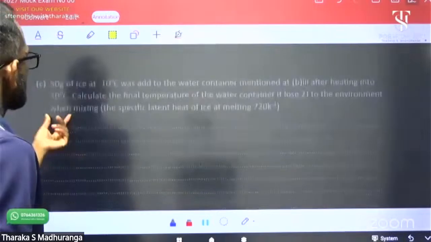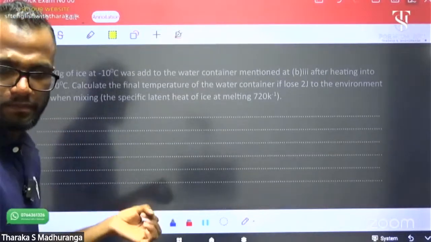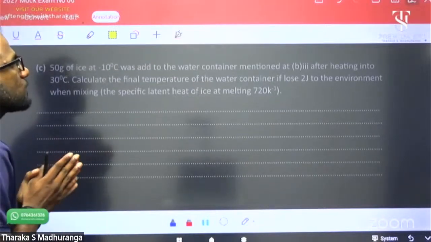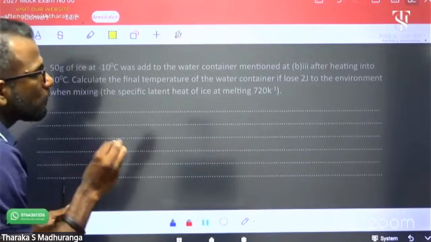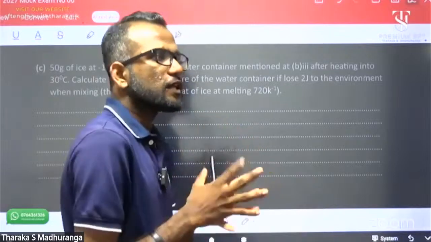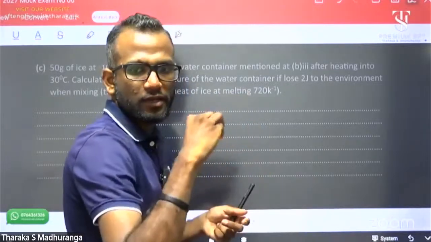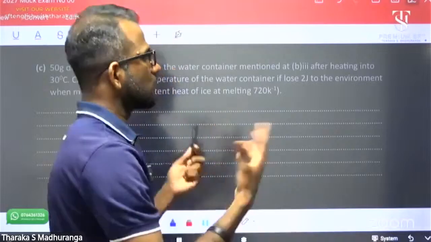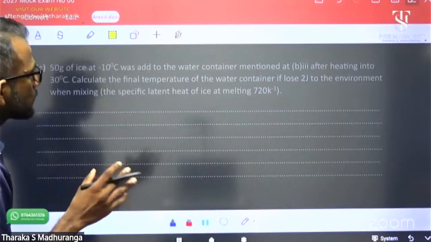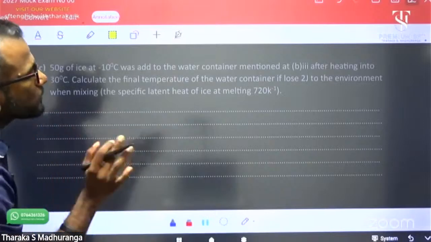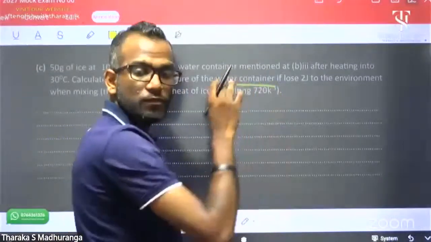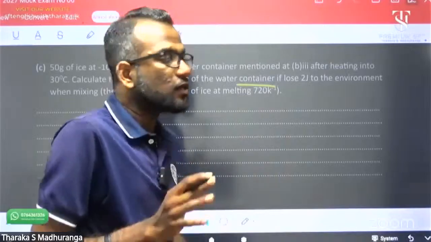Now, this is the most important part. 50 gram of ice at minus 10 Celsius was added into the water container mentioned in the previous part. The container not only has water, but has been heated to 30 Celsius. Calculate the final temperature of the water and container. Not only for water, so that you clearly understand.